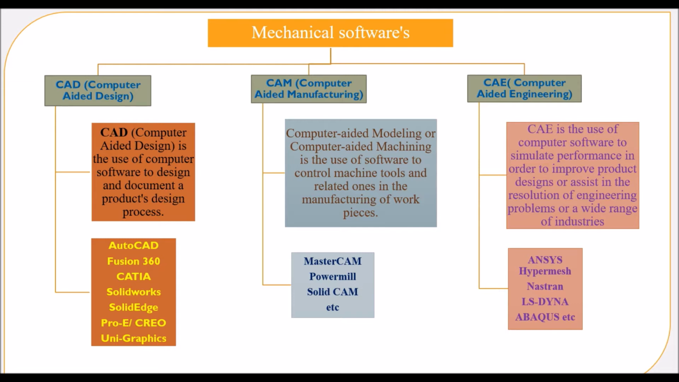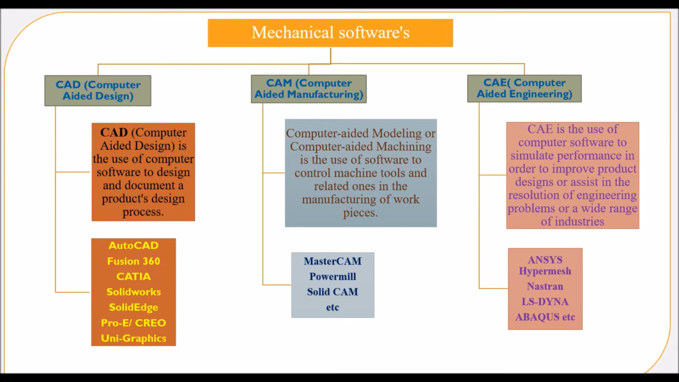It is mainly used by all engineers, that is civil, mechanical, electrical. And next is Fusion 360. It is used worldwide. And CATIA, SolidWorks, Solid Edge, Pro-E or Creo, Unigraphics, etc. So these are some of the computer aided designing softwares where you are going to model the component.